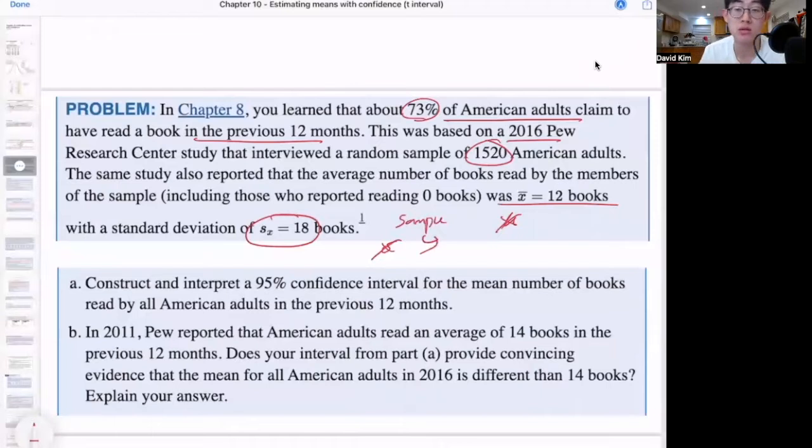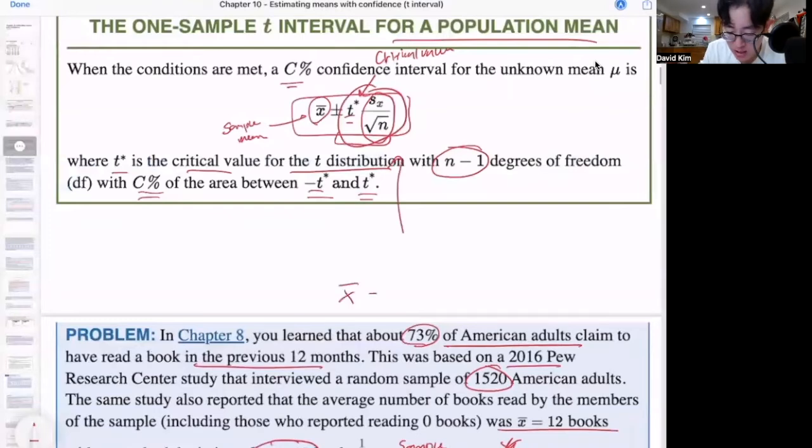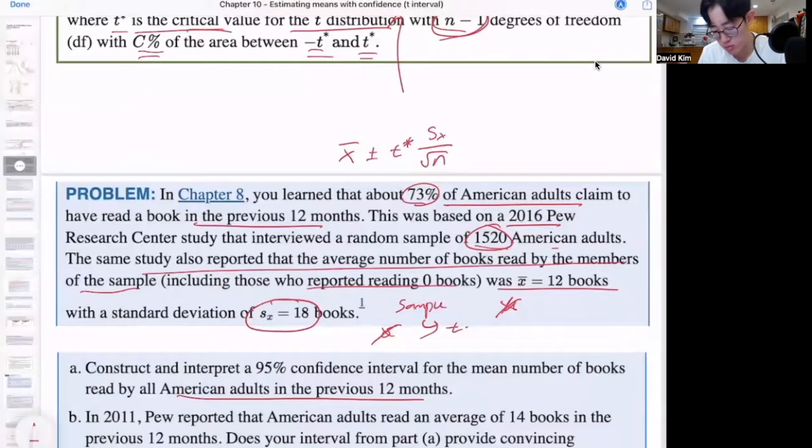If we're dealing with sample standard deviations and not the standard deviation of the parameters, we have no choice but to think about it in terms of the t distribution. So construct and interpret a 95% confidence interval for the mean number of books read by all American adults in the previous 12 months. We're going to use this formula: x-bar plus and minus t star times the standard deviation over square root of n. The t star is a critical value for the t distribution with n-1 degrees of freedom. The mean of X was 12, the n is equal to 1520 here, and so the degrees of freedom will be 1519.